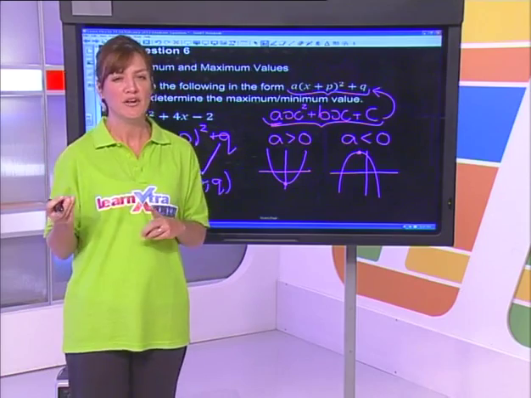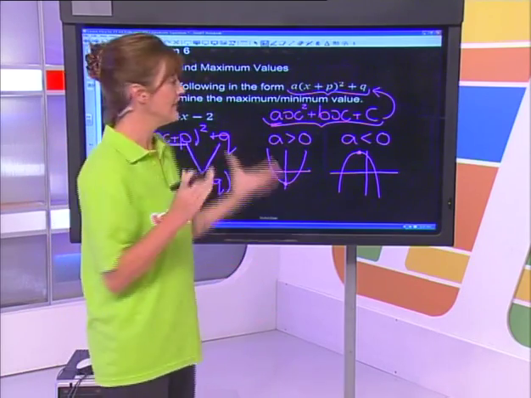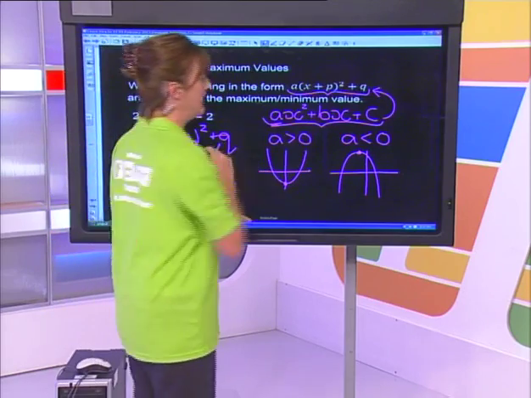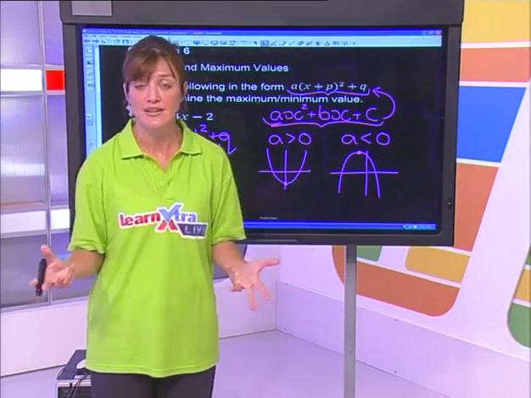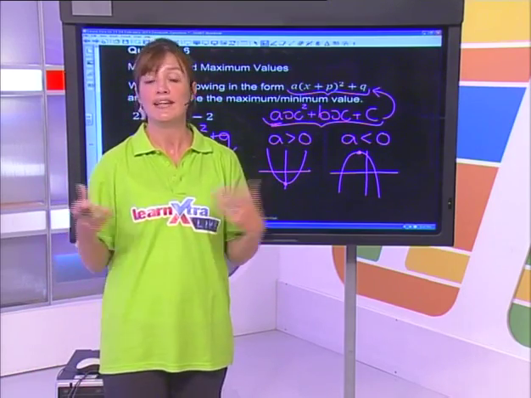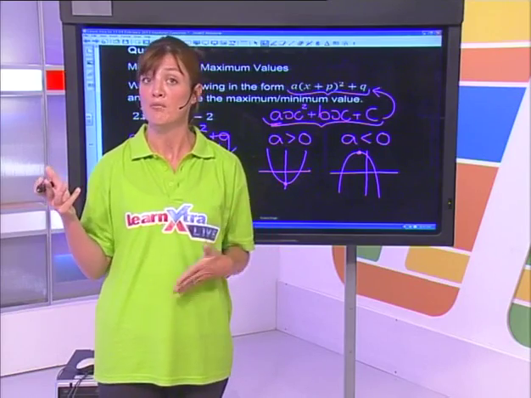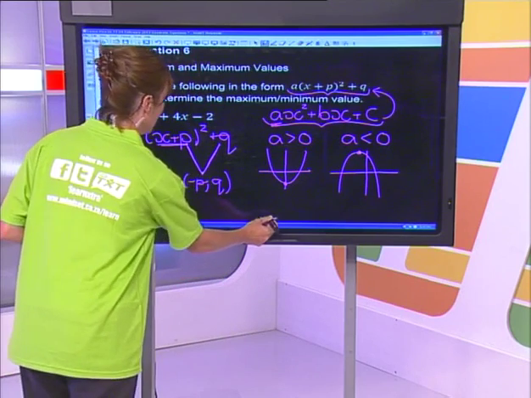So, can we see where we're going with this? If we take our equation and complete the square with it to get it into the form of a(x plus p) squared plus q, we can then straight away, just by looking at the equation, determine the coordinates of our turning point, and from there we can quite easily see what the maximum or the minimum value of the equation is. So, let's do this as an example.